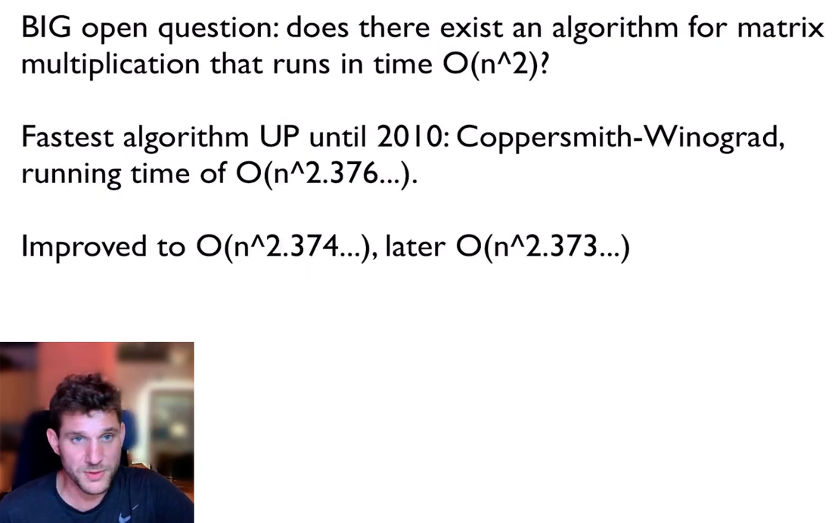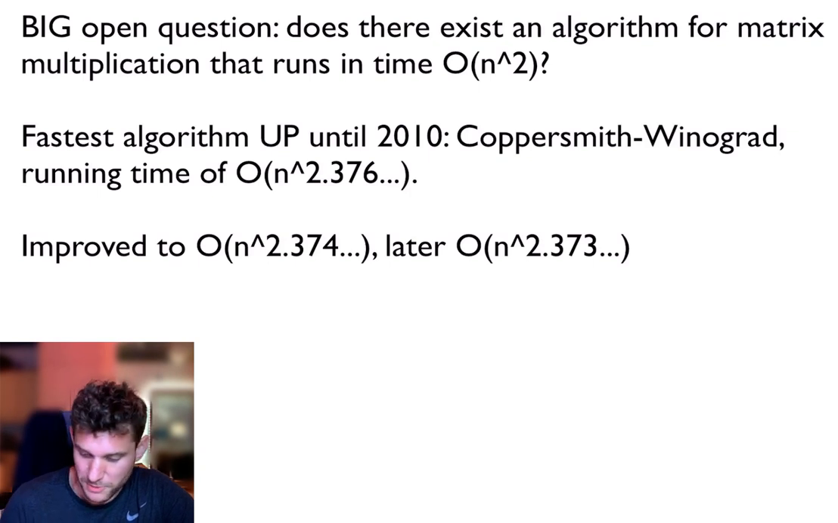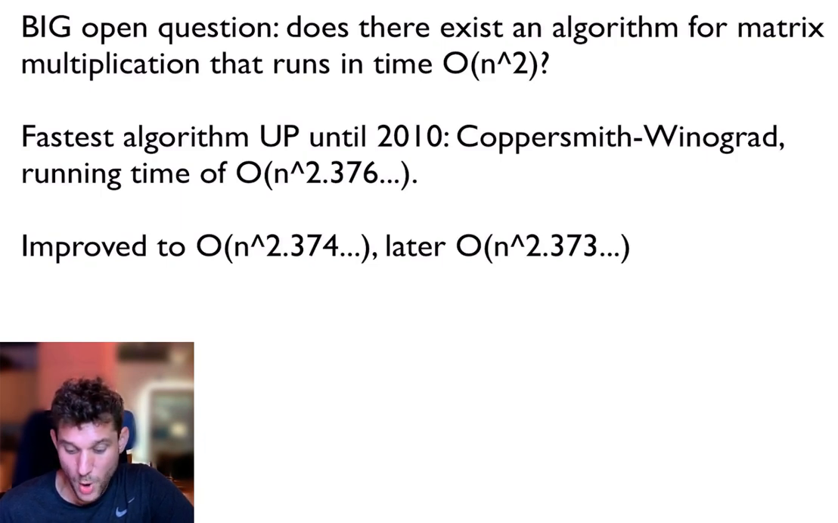Up until 2010, the fastest algorithm was called the Coppersmith-Winograd algorithm, and that has a running time of n to the 2.376. It was improved to O of n to the 2.374, and I think a little bit later, in 2010, it was improved to n to the 2.373. I'll just mention this because I remember when that happened. When I was in grad school, Virginia Vassilevska Williams ended up improving upon this result just a little bit to shave off just a tiny factor from that exponent. So as you can see, we're still really chipping away at this problem, and it's apparently a very challenging one.